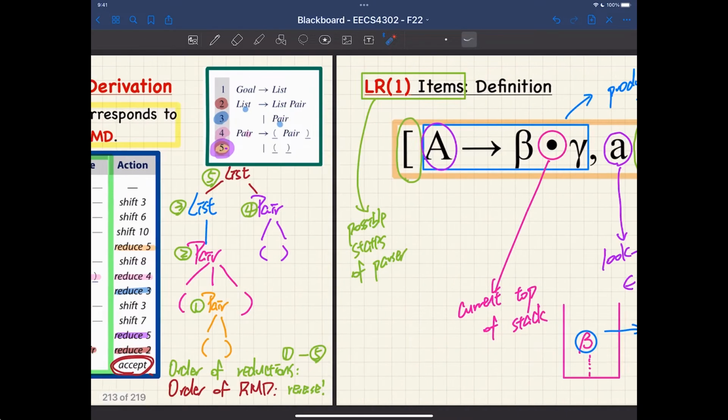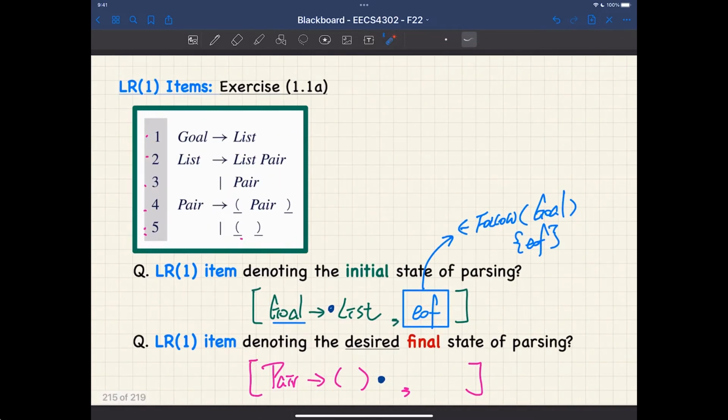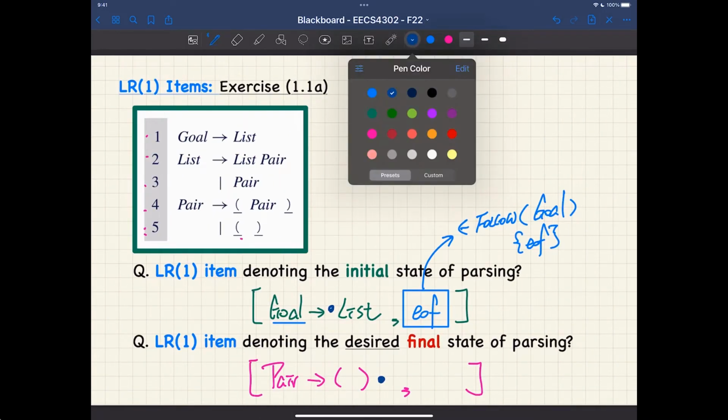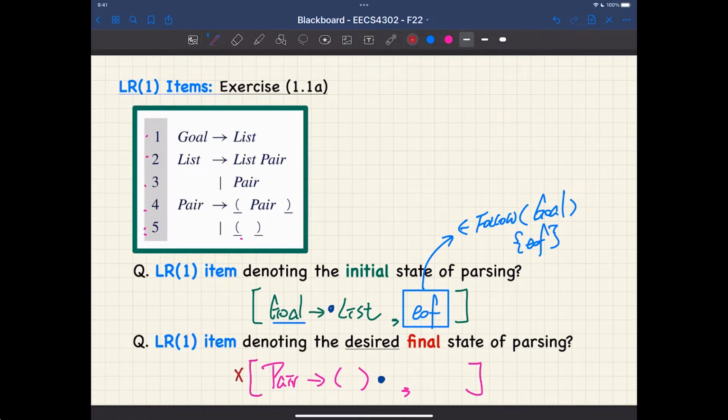Okay to be wrong at this stage. If you don't mind, I'm going to put a cross, since it's not necessarily the final state.